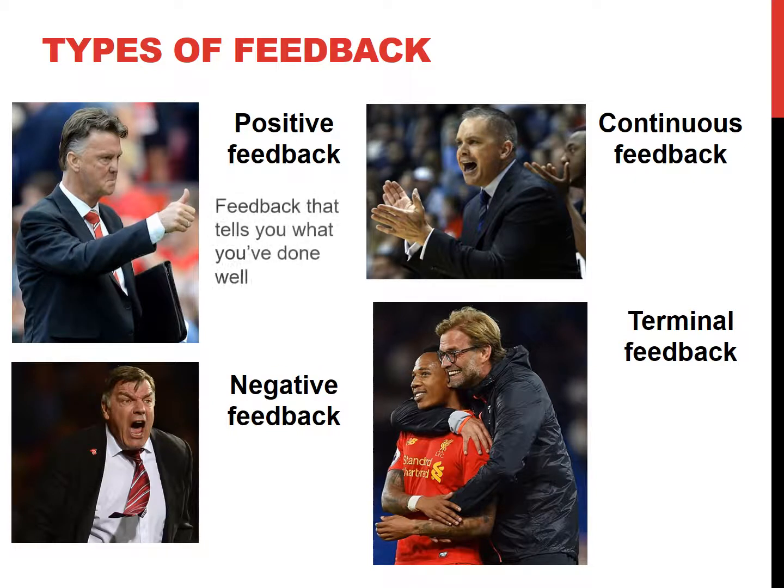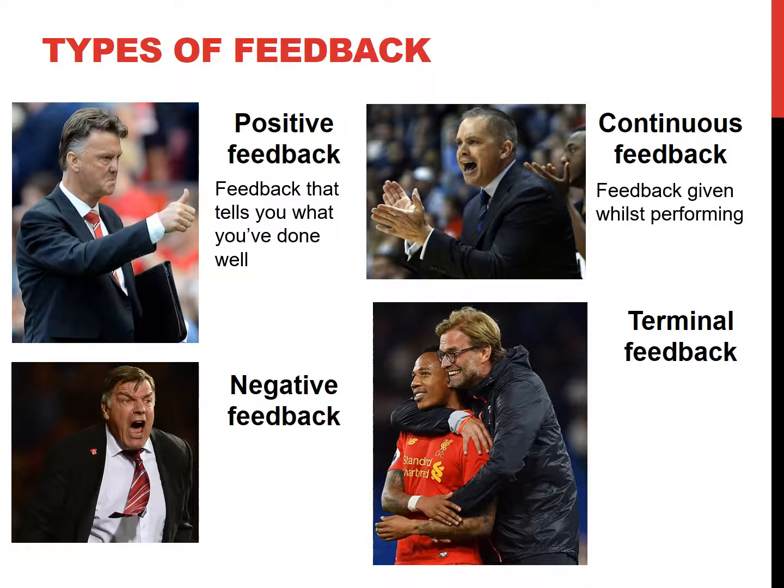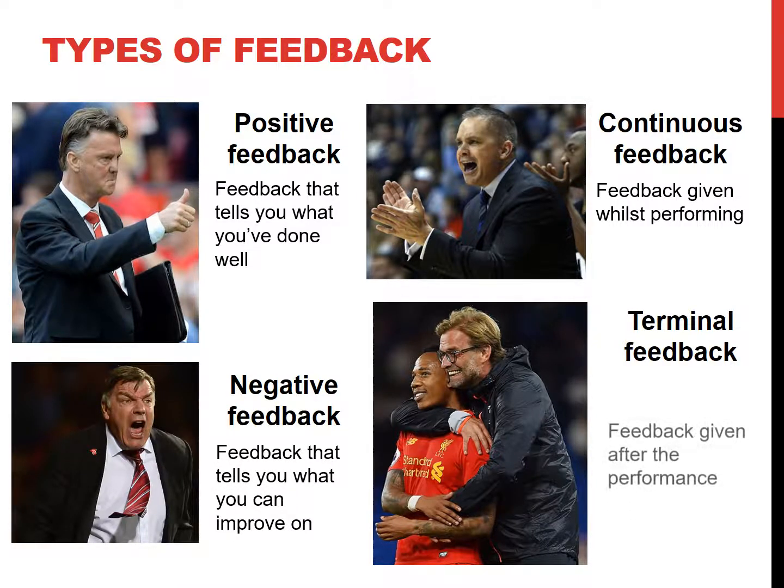The first type of feedback is positive feedback, and this is the feedback that you receive when you've done something well and been successful in your performance. Continuous feedback is the constant feedback that you're given whilst you're performing to correct any mistakes. Negative feedback is the feedback that you receive when there's something you can improve on, and terminal feedback is the feedback that you're given after the performance is finished.